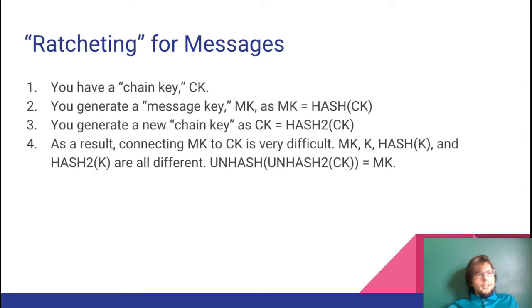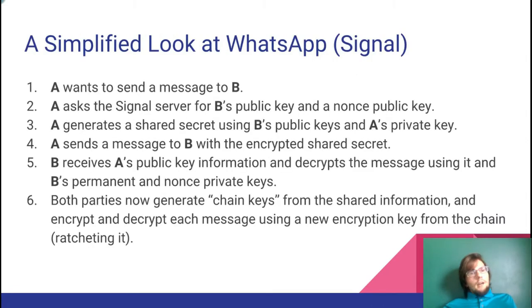There's no really clear operation between MK, hash 1 of CK, and hash 2 of CK. What you could do is unhash the hash 2 of CK, and you'll get MK, but this is such an incredibly complicated operation that in effect, you simply cannot derive MK knowing CK, or vice versa. So yeah, let's see how we send messages using this protocol.